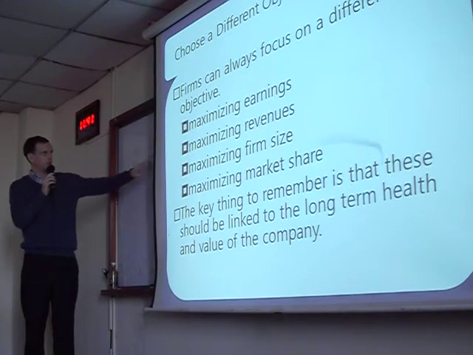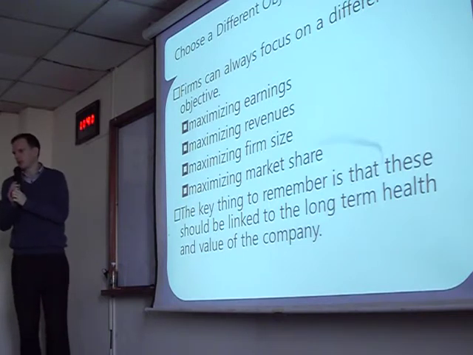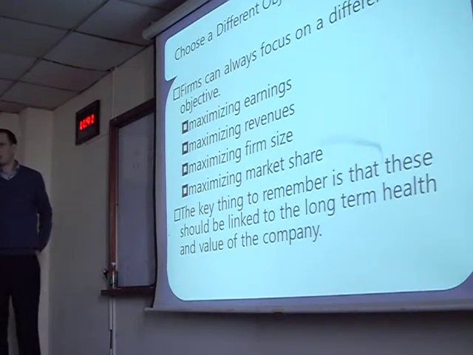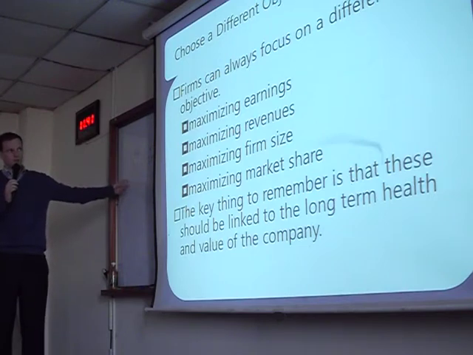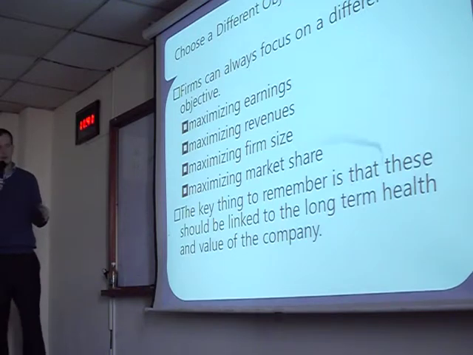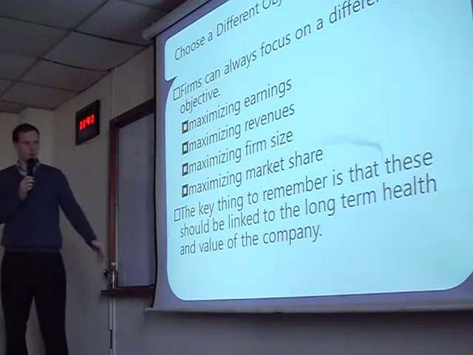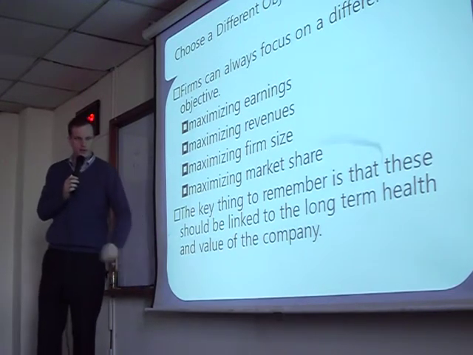So sometimes we could say, I want to get more of the market share. What's a quick way to get more market share? Reduce the price. Okay, if I reduce the price, I can quickly get more market share. Is that the same as maximizing my stock price? No, it's a different objective, right? If I reduce the price a lot, my profits can go down, my stock price can go down, right? But we could just use a different objective. We could have other problems with this. Okay, anyway, they should be linked to the long-term health and value of a company.